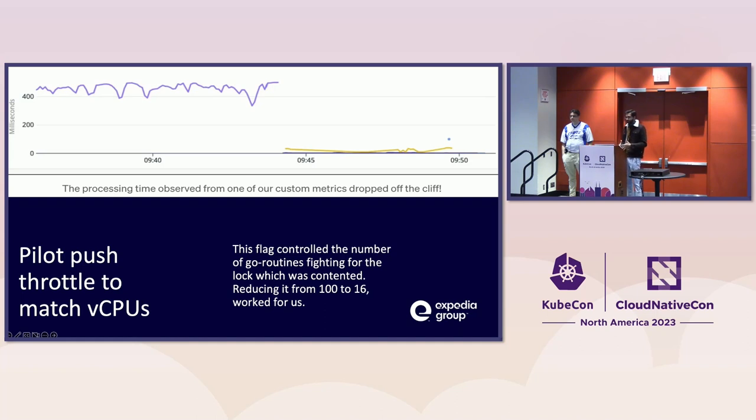A few slides back, we talked about a flag called pilot push throttle, which controlled the number of goroutines. It turns out that when we changed that number from a default value of 100 to match the number of vCPUs, effectively a value of 16, we saw a huge drop in the processing time of endpoint slice update events. From 450 milliseconds, it came down to less than 50 milliseconds, and the majority of the lock contention for us was gone, and we were happy.